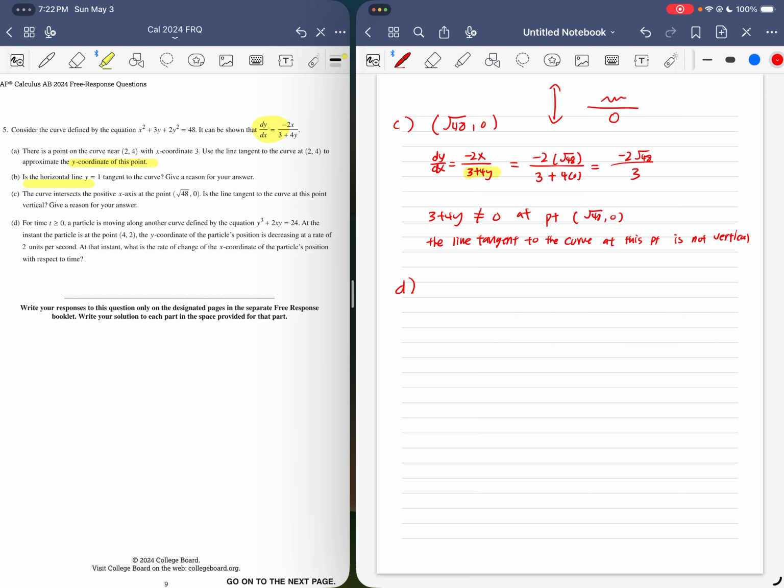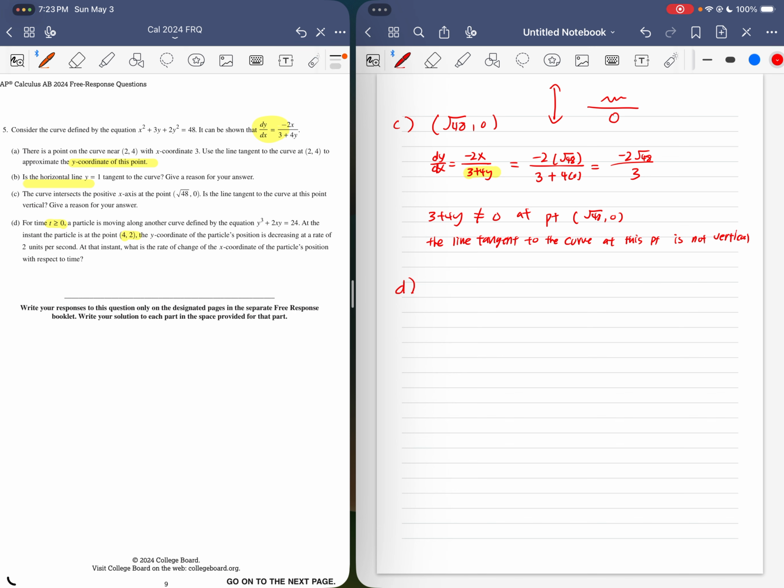All right, so let's do the last part of question number 5. It's a particle motion. Great. Be careful. It's a t greater than or equal to 0, so it's not x and y. It's a t. A particle is moving along another curve as defined by this equation. Okay, so another point. It's not this equation. It's a new equation. At an instant, the particle is at the point (4, 2). So it's at (4, 2).